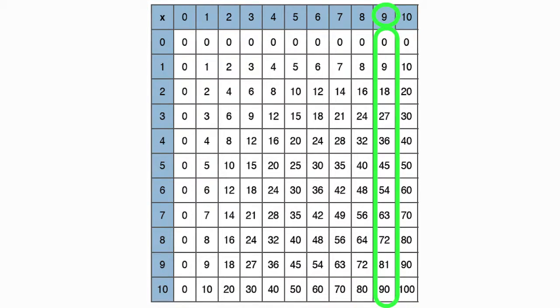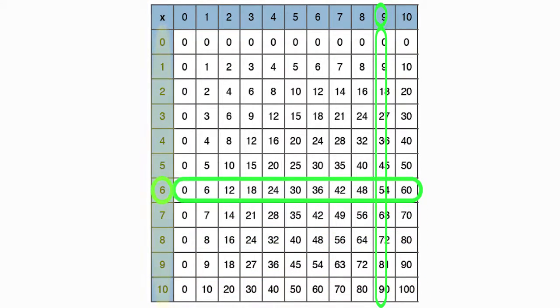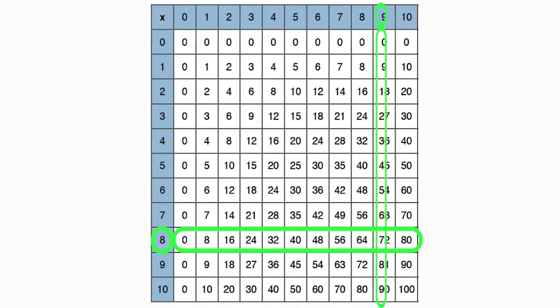Another pattern students might discover with the times 9 products is immediately knowing the digit in the tens place. It looks like it's one number less than the number of the groups. For example, when looking at 9 times 6, the digit in the tens place is 1 less than 6. Looking at 9 times 8, the digit in the tens place is 1 less than 8.